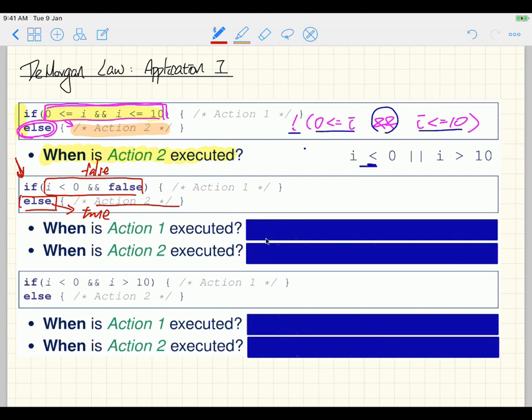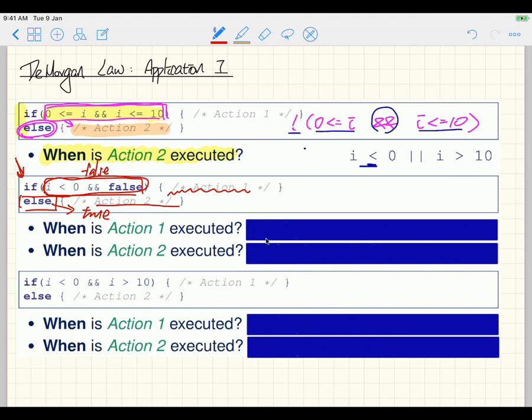So what's the logical error in this if statement? It doesn't really matter what you put for action 1. It will never be executed, because the branching condition here is always false. So you never get a chance to execute action number 1.